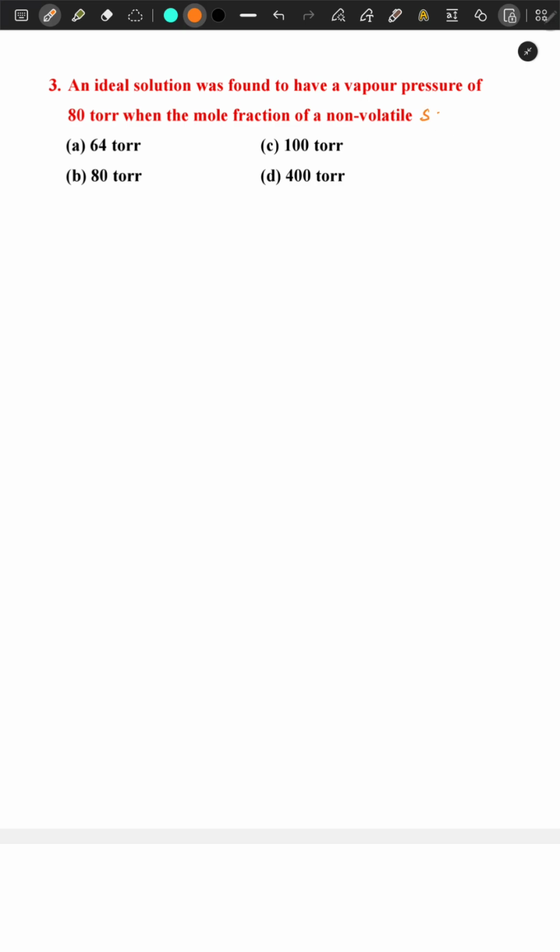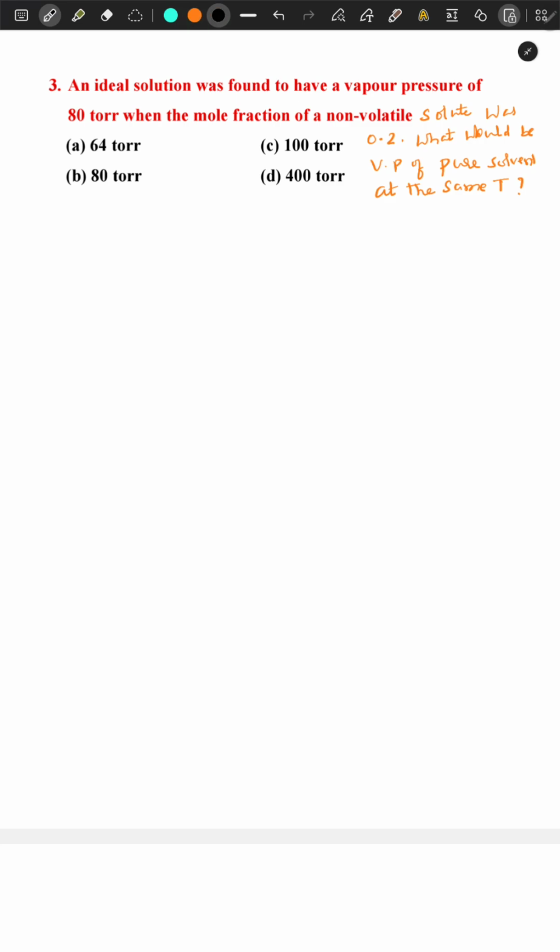So non-volatile solute was 0.2. What would be the vapor pressure of pure solvent at the same temperature? So this is the complete question. So there is a typing error in that. So this is the question.